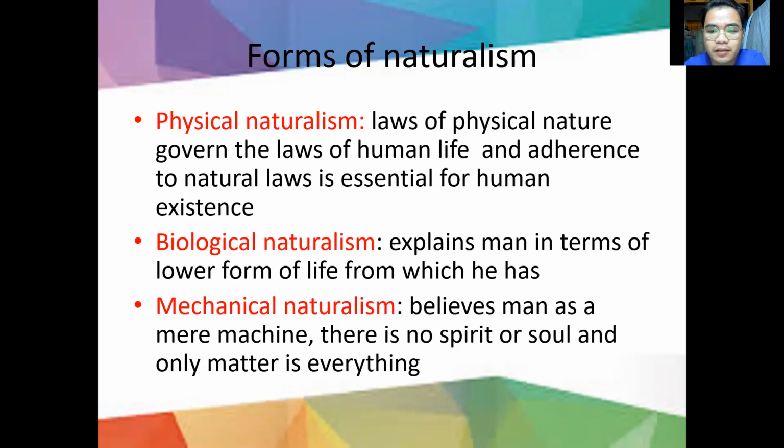For biological naturalism, it explains man in terms of lower forms of life from which he has evolved. Okay, so that's basically biology. And we have mechanical naturalism, which believes man is a mere machine. There is no spirit or soul, and only matter is everything. Very humanistic, okay? That man can actually control his or her own life, that your environment is also controllable. So what happens in your life is not a product of a supernatural being, it's not a product of destiny, but a product of your own actions.